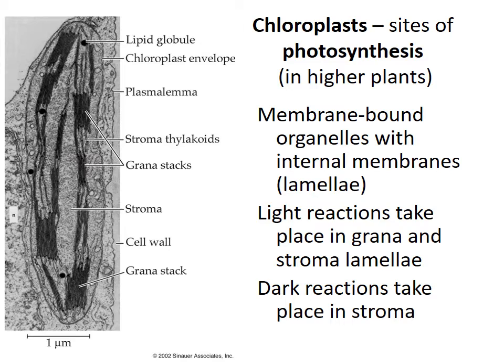And it's on all of these membranes in the grana stacks and on the stroma thylakoids that the light reactions of photosynthesis occur. The dark reactions of photosynthesis occur just in the stroma, which is the liquid matrix of the chloroplasts.